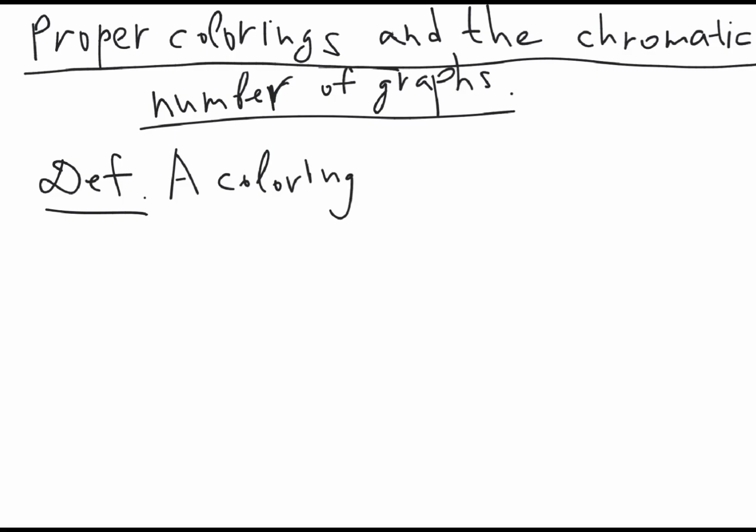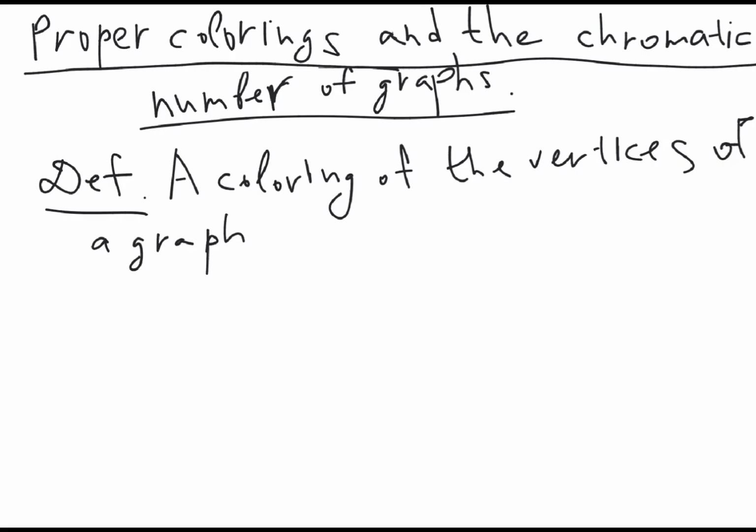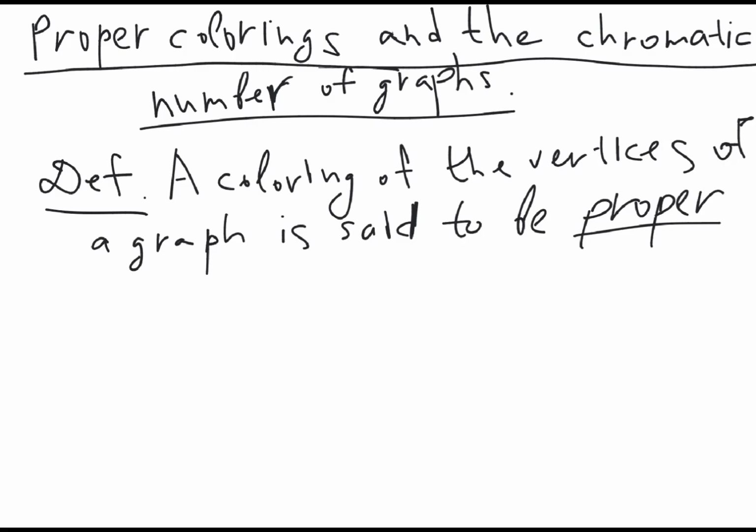A coloring of the vertices of a graph is said to be proper if any two adjacent vertices get different colors.